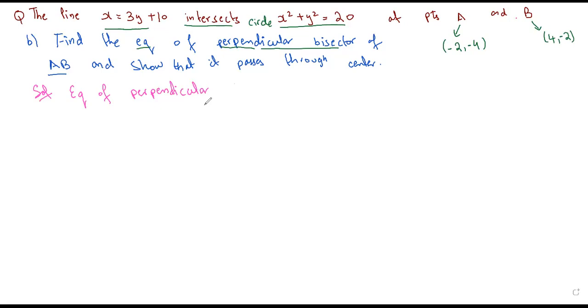So basically, we need to find the equation of the perpendicular bisector. First, we have to find the gradient. Okay. Gradient of AB. Yes, gradient. Then the midpoint. Very good. Midpoint of AB, right? Okay.